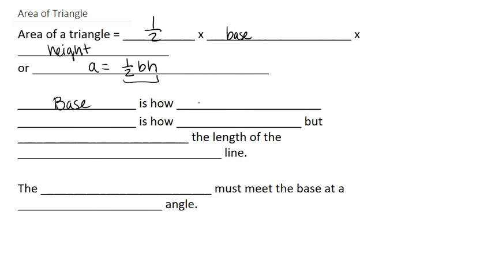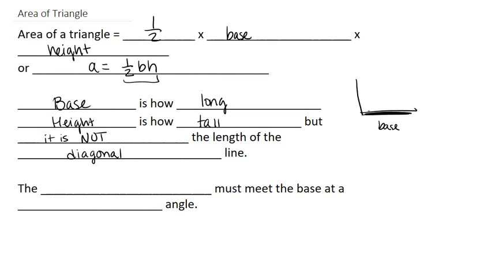Now base is how long it is, and then the height is how tall it is. But it is not the length of the diagonal. So for instance, this would be considered our base, this is our height, and that would be our diagonal.